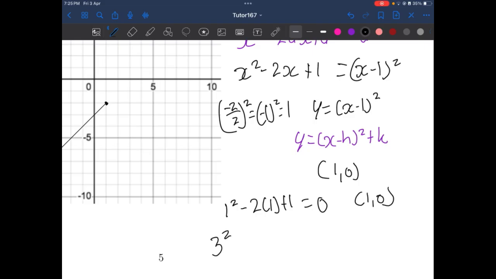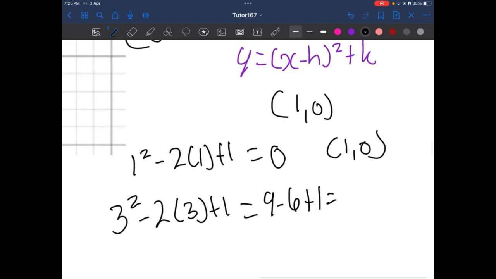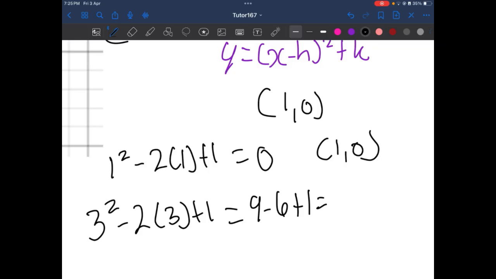And then for 3, we have 3 squared minus 2 times 3 plus 1. 3 squared is 9. That would be 9 minus 6 plus 1. 9 minus 6 is 3, 3 plus 1 is 4. So that's equal to (3, 4).